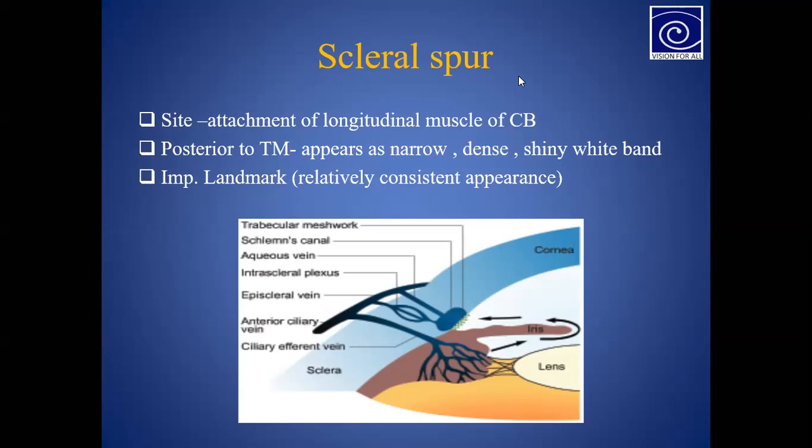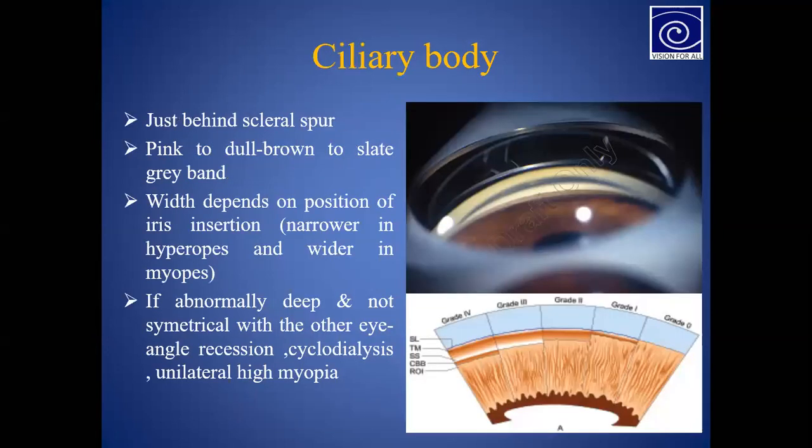So we'll see once more these angle structures. Now the ciliary body. Ciliary body everyone knows. This is the ciliary body, just the root of the iris. Okay, so from the root of the iris the ciliary body band will start, and then the scleral spur will be there, and after the scleral spur, the trabecular meshwork, and then Schwalbe's line.